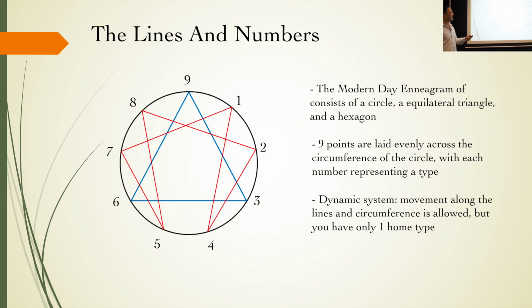So you're not exactly the same as everyone else who's a 1 wing 2, for example. Your 2 wing may be stronger, you may be closer to the midpoint than the 2. At the same time, you can move along the lines.